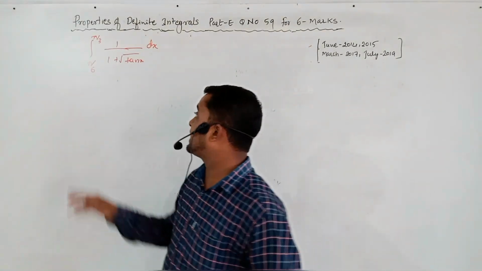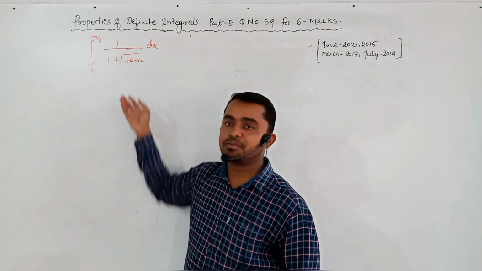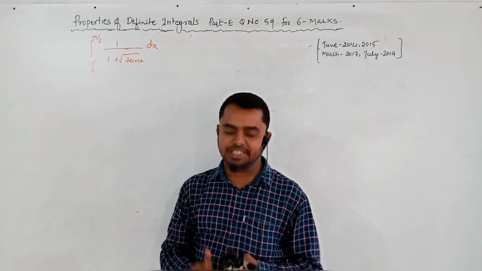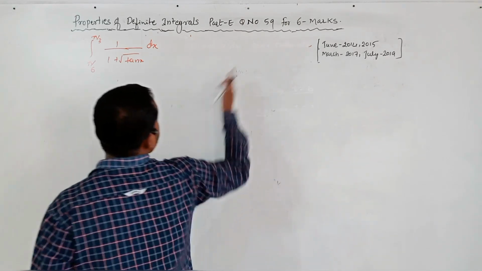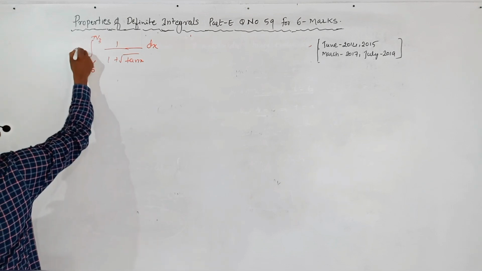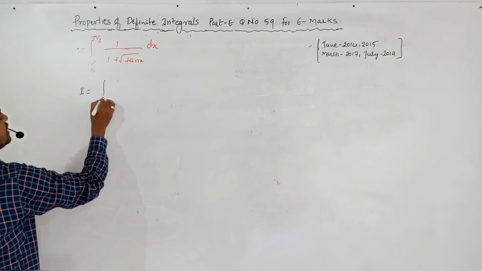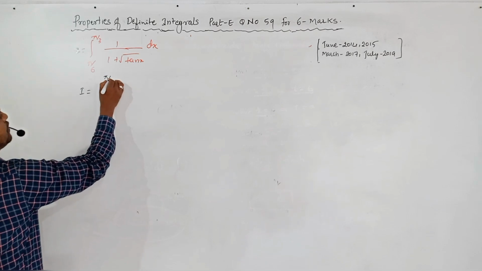See here, the property is proved now. Now we have to solve the problem. Property and problem, you will get 6 marks. Question number 59. So first write I is equal to integration of 5 by 6 to 5 by 3.